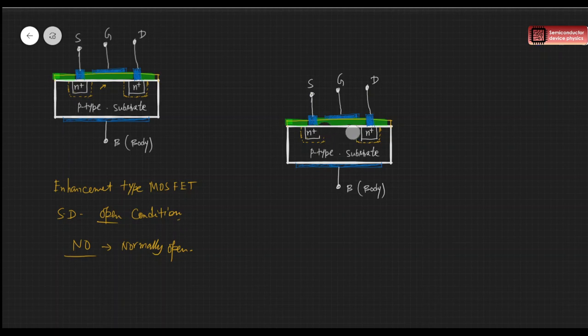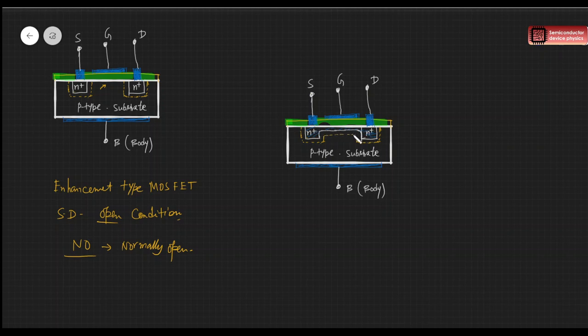So I'll just draw this once. You dope it in such a way that the N type, and now this is the depletion region. So this whole region is now N type, even when we are not biasing this MOSFET. So at normal condition, there is a channel already between source and the drain.